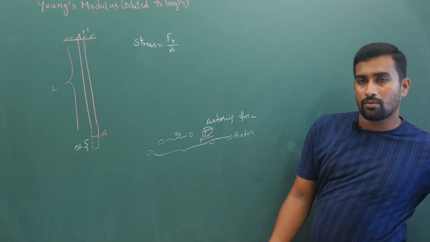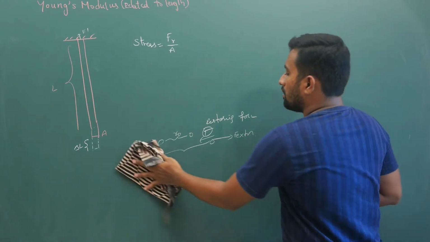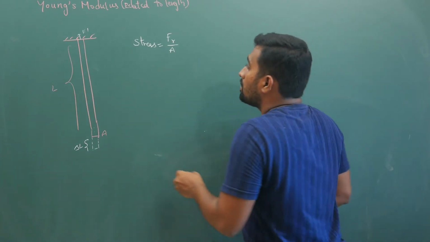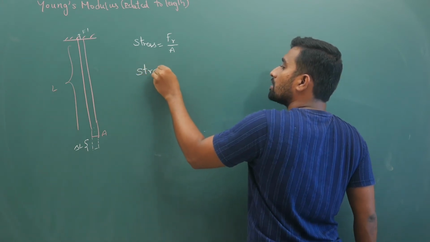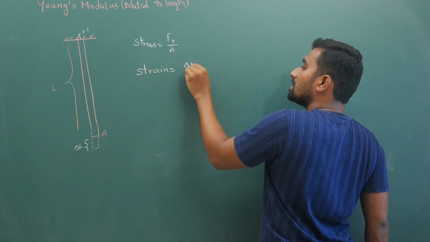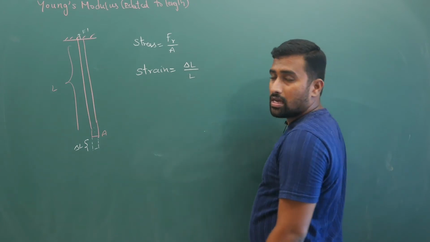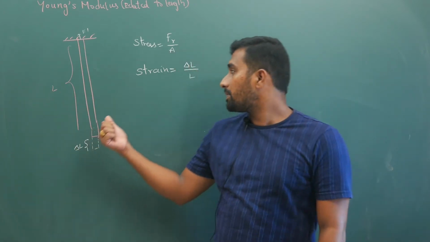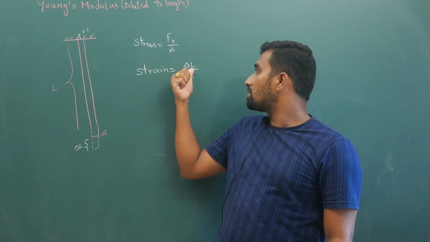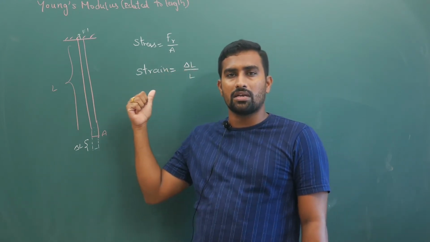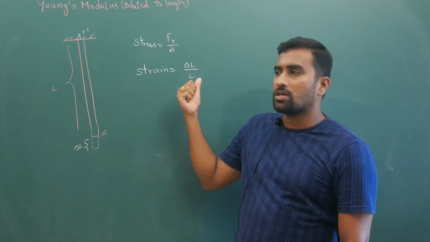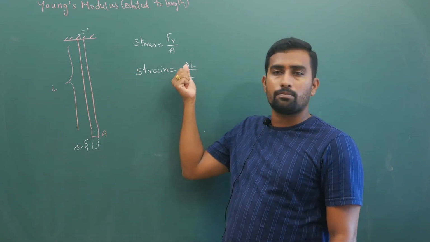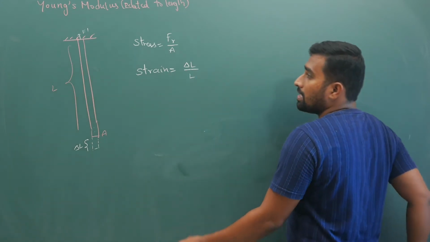Now in this situation, your strain is the change in length by original length. This modulus of elasticity is a positive quantity. If you are compressing, you have to keep a minus sign, since delta is always final minus initial, so that you get a positive answer. But in this case there is elongation, so I will keep plus. So this is delta L by L.